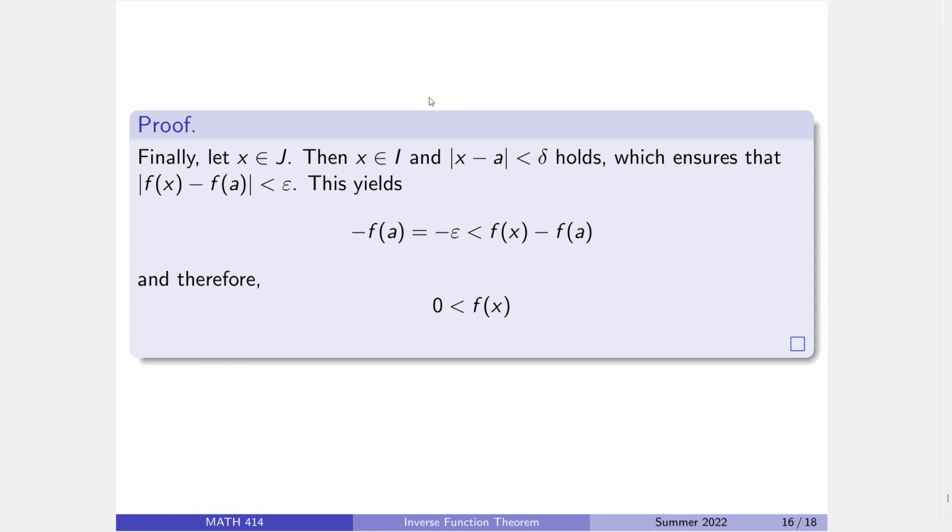Now, what does that mean? That means negative epsilon, which is equal to minus f of a, is strictly less than f of x minus f of a. Add f of a to both sides. Boom, f of x is greater than 0. Beautiful, right?